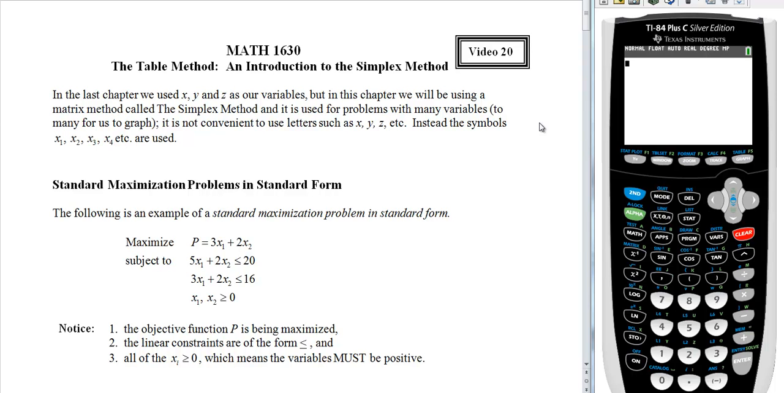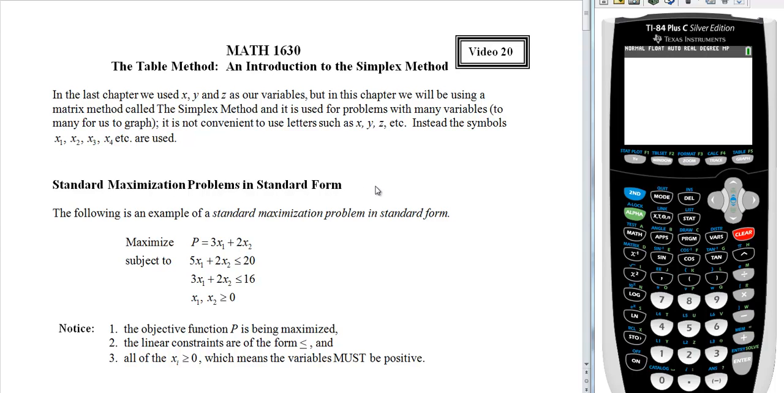It is not convenient to use letters such as x, y, z. So instead, we're going to use x sub 1, x sub 2, x sub 3, and so forth and so on. But what's nice about these is whatever the coefficients are with these particular ones, that's the column that the numbers go in. Sort of cool.